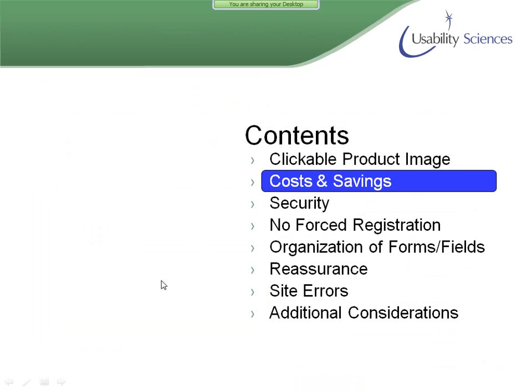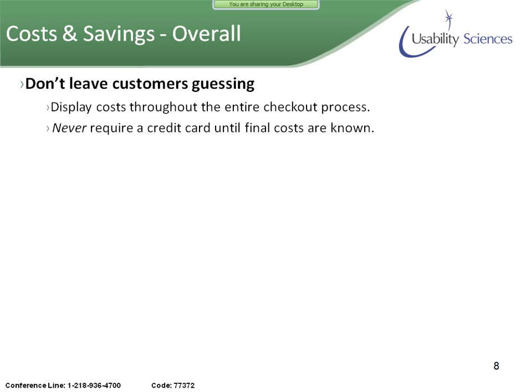Now we're going to talk about the category of costs and savings. There are a lot of best practices that kind of fall within this category. So we bucketed all of these together into a category called cost and savings. So let's talk a little bit about that.